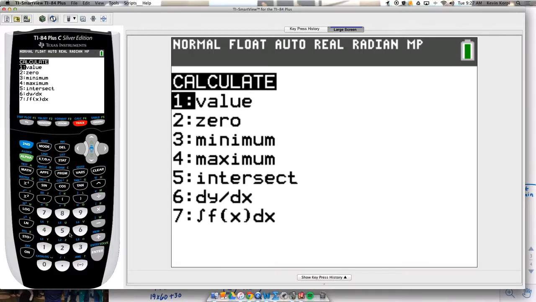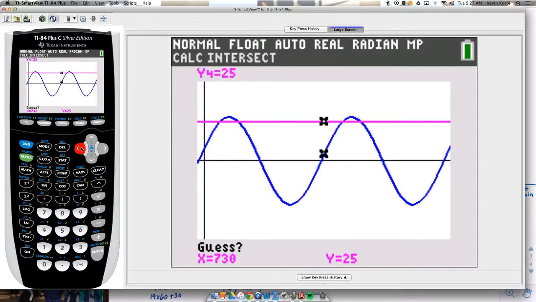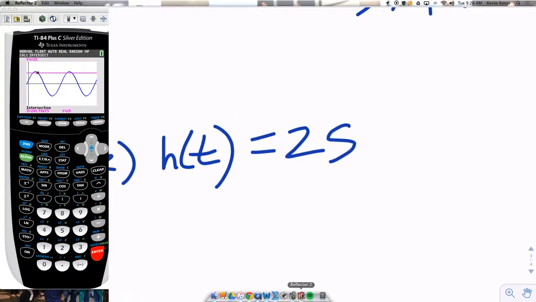Second trace, number 5. Enter, enter. And then I can scroll over here. Close enough. Enter. Now, 205.760. Here's what you need to do on your paper. Some people are having a hard time with this. Some people put equals 205.760.